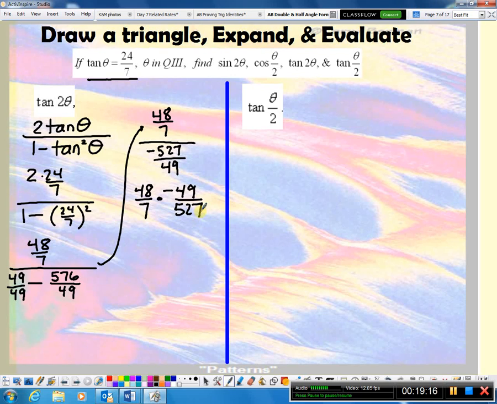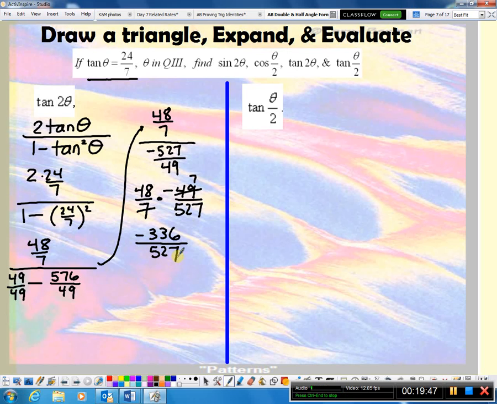The 7 goes into 49 7 times. Let's see, 527, the digits add up to 14, so 3 will not go into 527. 2 doesn't go into 527. I don't think 48 over 527 reduces. Therefore, I'm just going to say 48 times 7 on the top is negative 336 over 1 times 527 on the bottom. I think that's my final answer.